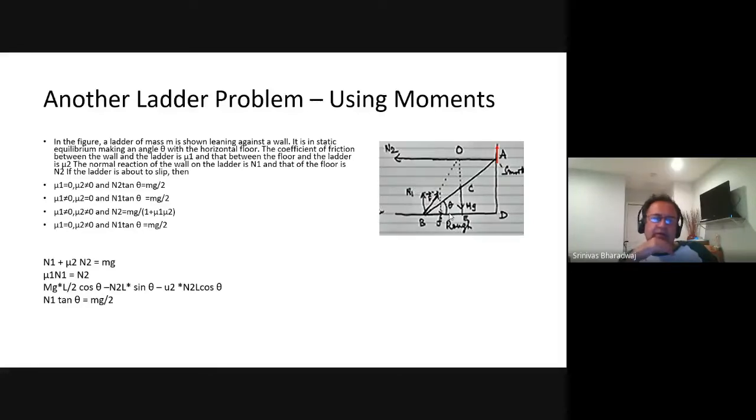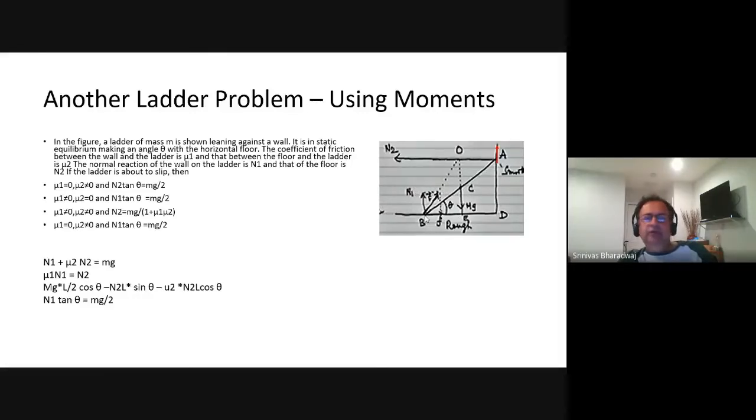N1 plus mu times N2, that is the force equation in the vertical direction, right? In the vertical direction, N1 plus mu times N2. This mu times N2 is like that, right? So N1 plus mu times N2 equals mg.